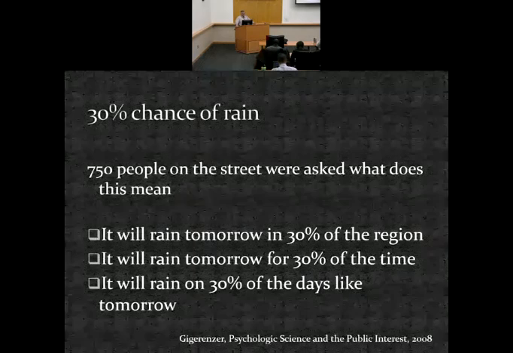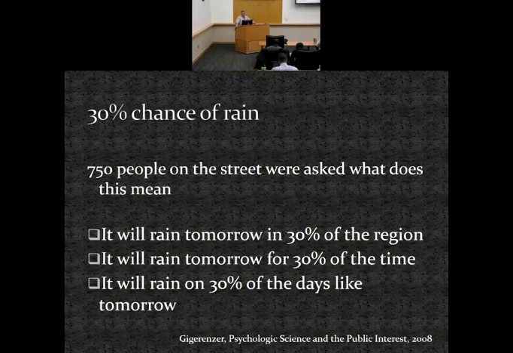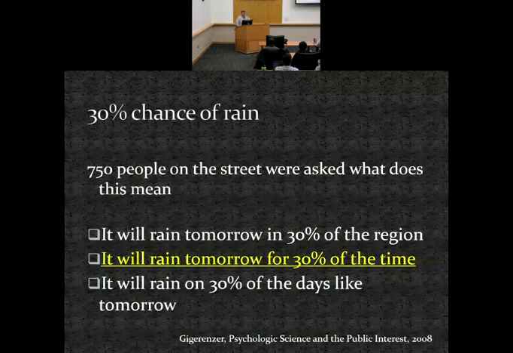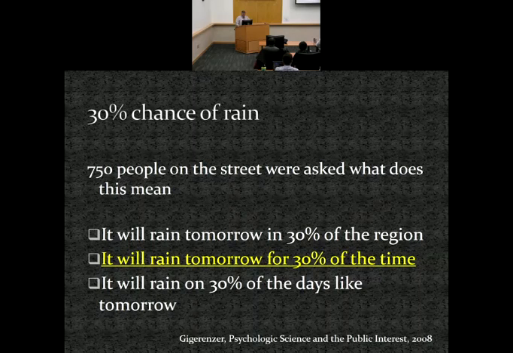Well, Gerd Gigerenzer, a psychologist who does research in health communication and the psychology of healthcare decision-making, did this study. He asked 750 people on the street, what does this mean? And he gave them these 3 options. It'll rain tomorrow in 30% of the region, it'll rain tomorrow for 30% of the time, or it will rain on 30% of the days like tomorrow. The most common answer was it will rain tomorrow for 30% of the time. The right answer is the last one. It will rain on 30% of the days like tomorrow.